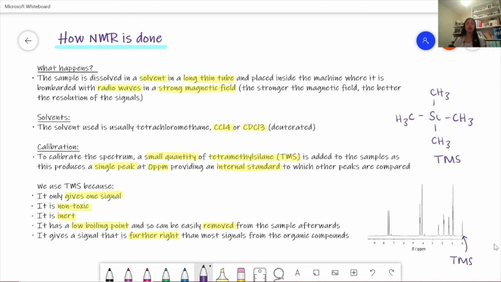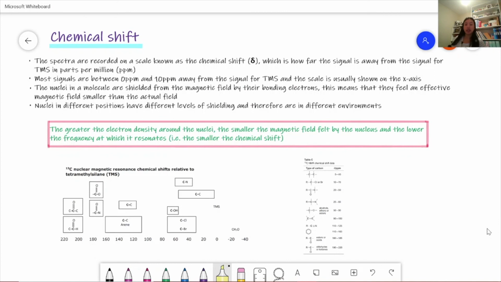And so we measure all of the other peaks in comparison to this peak, so how far away they are from this peak. So now I'm going to introduce chemical shift. The spectra are recorded on a scale known as the chemical shift, and we denote this using the Greek letter delta. This is basically how far the signal is away from the signal for TMS, which is our standard, in parts per million.